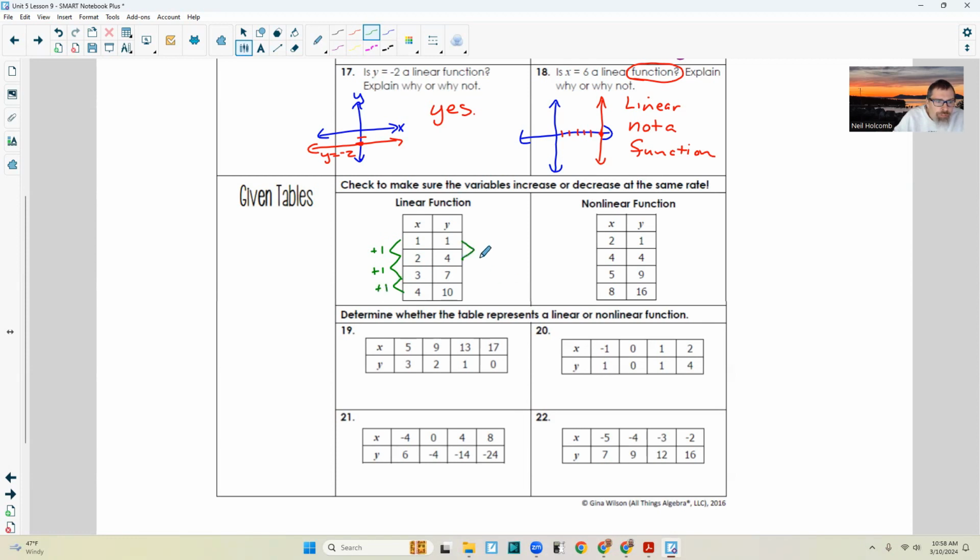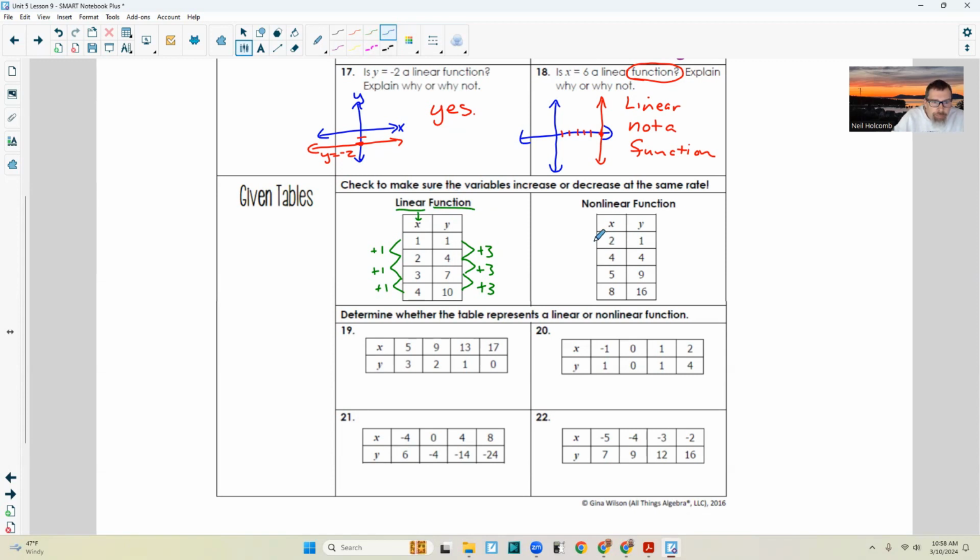To get from 1 to 4, I have to add 3. To get from 4 to 7, I have to add 3. To get from 7 to 10, I have to add 3. Since all the x's increase at the same rate and all the y's increase at the same rate, it is a linear function. Why is it a function? Because the x's do not repeat.